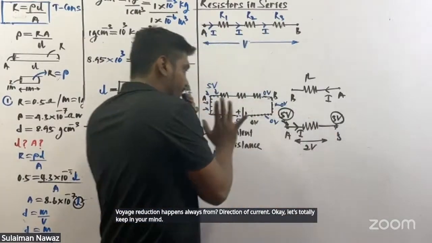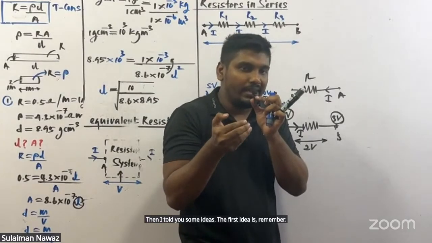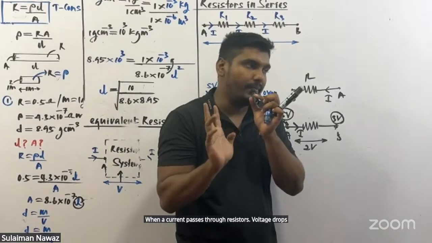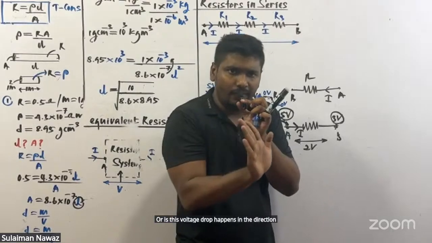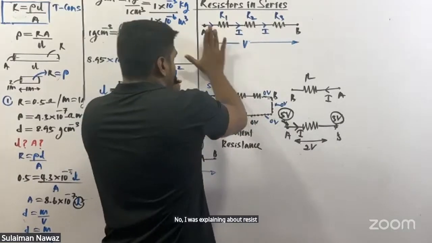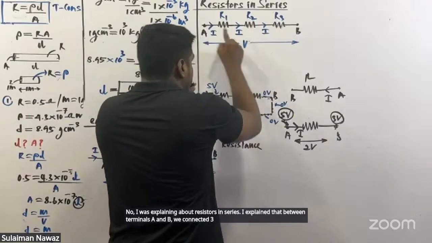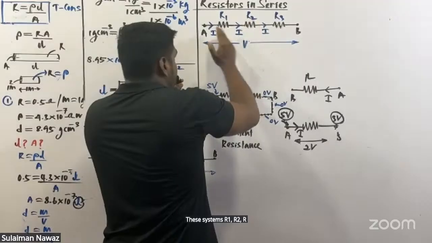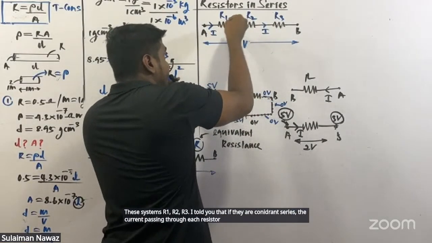Keep these ideas in mind roughly. The first idea is, when a current passes through resistors, voltage drops. Always this voltage drop happens in the direction of current flow. Now I was explaining resistors in series. Between terminals A and B, we connected three resistors in series, R1, R2, R3. If they are connected in series, the current passing through each resistor must be the same, I.